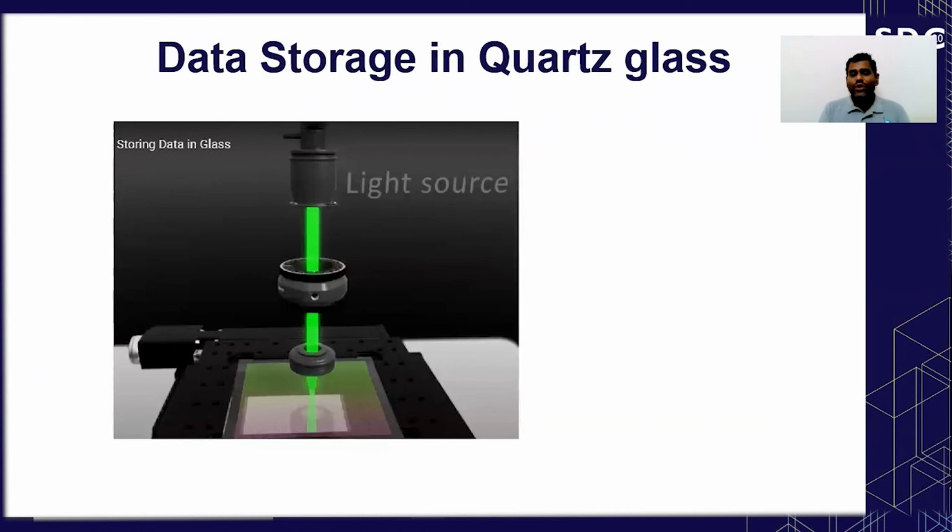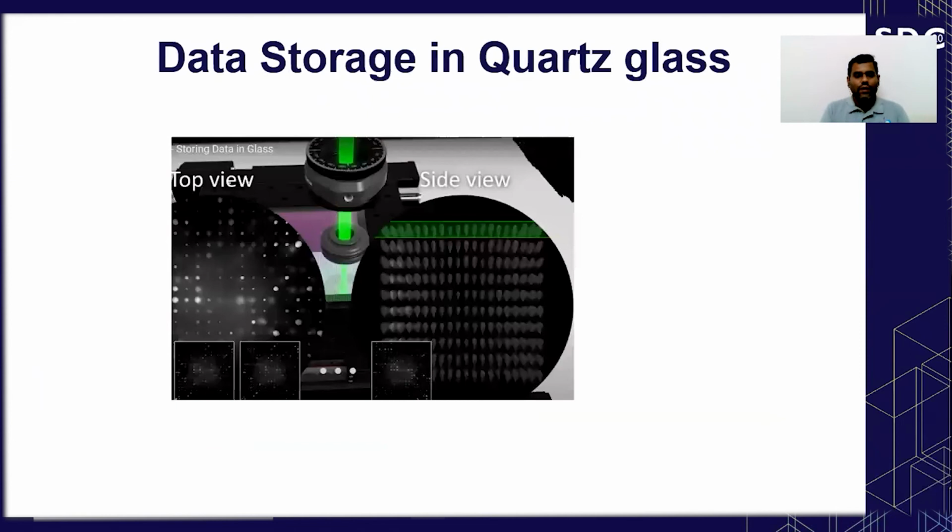Now we can see the pictorial representation of how we are reading the data from quartz glass. So here we are placing the glass in the computer controlled microscopic device. As I already told, it reads the voxels of the multiple layers. We all know we store the data by using voxels in the multiple layers.